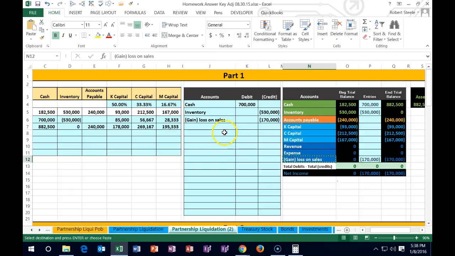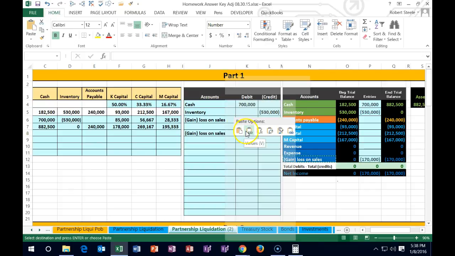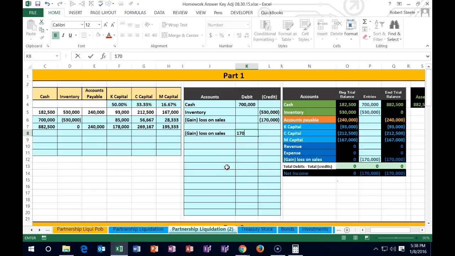Skip a line for a new journal entry. The debit will go on top. So we'll put that right here in cell J8. Right click and paste 1, 2, 3. All right, the debit is going to be for 170,000. That's what we need to make this go to 0. Then we're going to need a credit of 170.